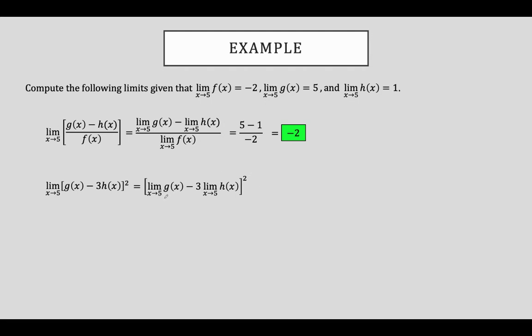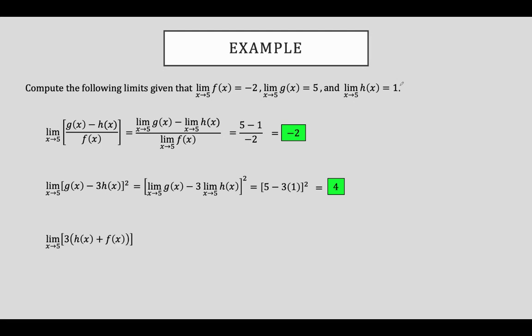Well, the limit of g of x is 5, minus 3 times the limit of h of x. The limit of h of x is 1. We have 5 minus 3 times 1, quantity squared. That gives us 2 squared, and 2 squared is equal to 4.